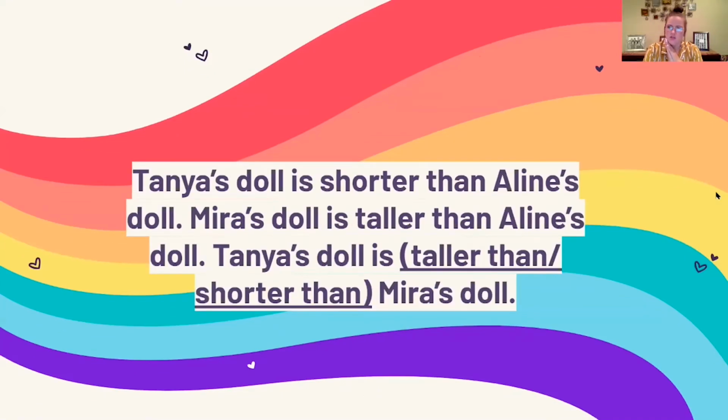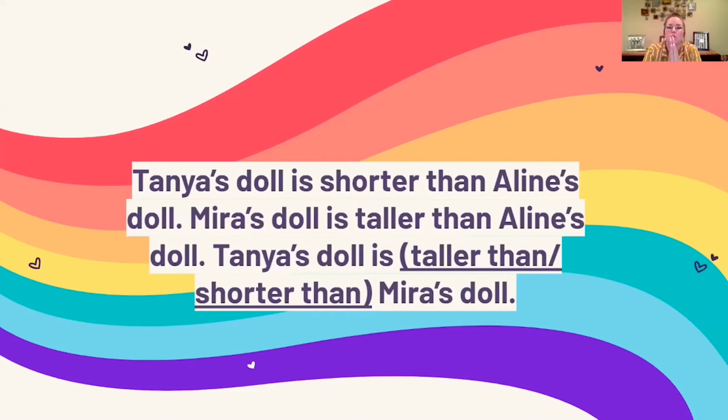Tanya's doll is shorter than Aline's doll. Mira's doll is taller than Aline's doll. Tanya's doll is taller than or shorter than Mira's doll. That was a mouthful. All right, so let's brainstorm it. What is the important information that I see? What is the question that they're asking me? How is my answer going to look?